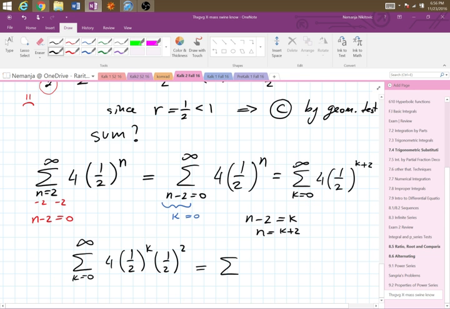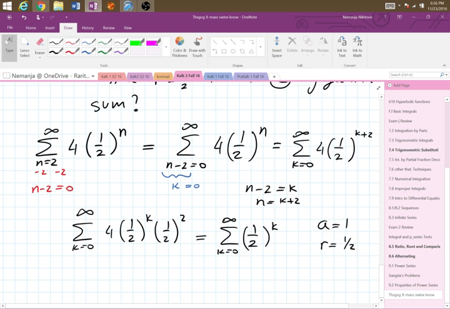So I hope you see that this is just 1/2 to the k now. And the value for A is 1, the value for R stayed unchanged, which is a half. And we can compute the sum as 1 over 1 minus a half, which is 2. How did you get rid of the 1/2 squared? 1/2 squared is a quarter. 4 times a quarter, 4 quarters, is 1. Yep, they cancel.